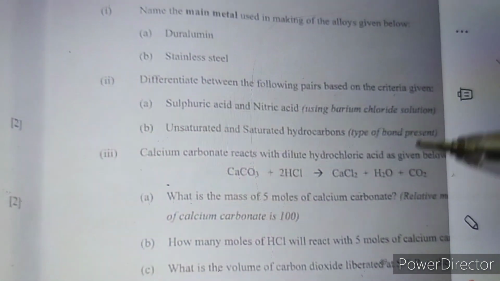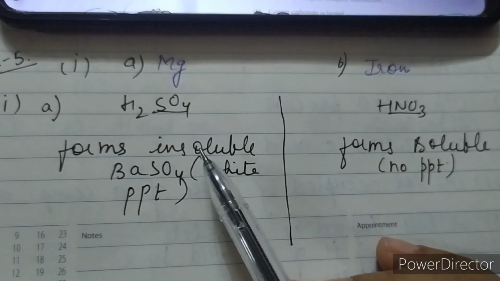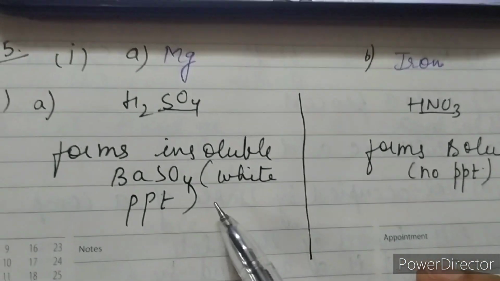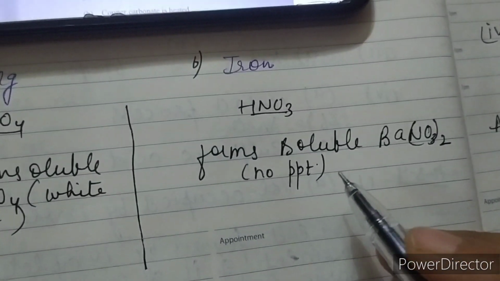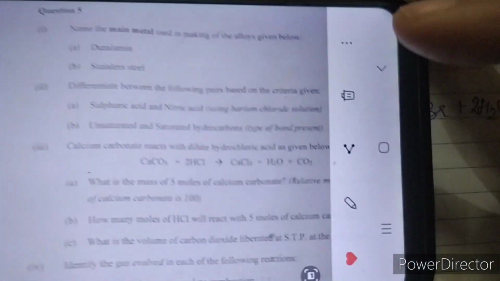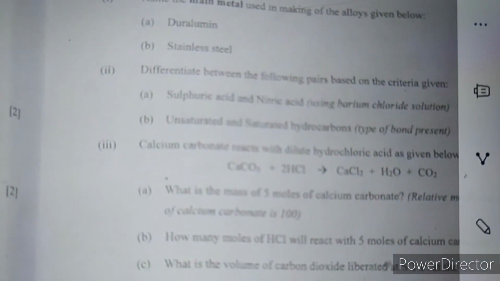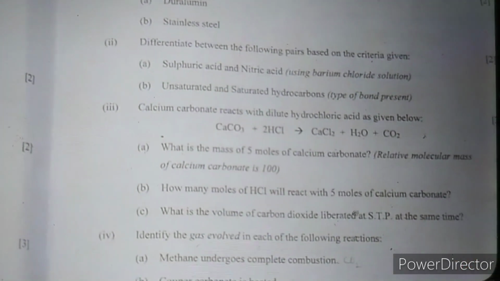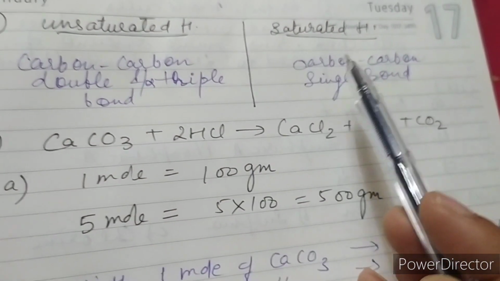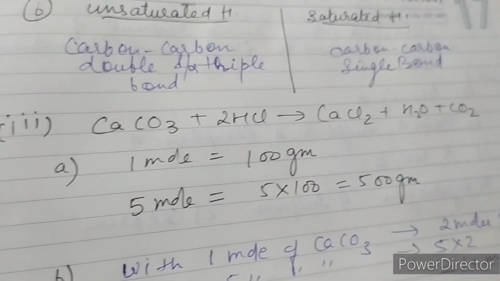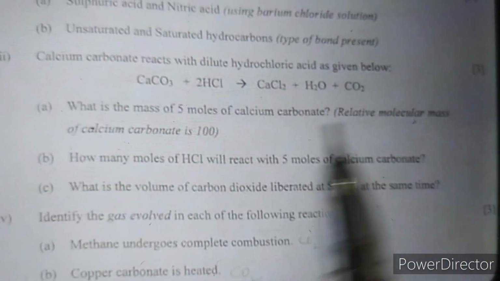First is sulfuric and nitric acid on the basis of barium chloride. So in this way you have to write sulfuric and nitric in the two columns, and then write that with barium chloride, sulfuric acid forms an insoluble white precipitate of barium sulfate, and with nitric acid no precipitate is formed, because the barium nitrate formed is soluble in the solution. Second, differentiate between unsaturated and saturated hydrocarbon on the basis of bond present. Unsaturated hydrocarbon has a carbon-carbon double or triple bond, and saturated has only carbon-carbon single bonds.